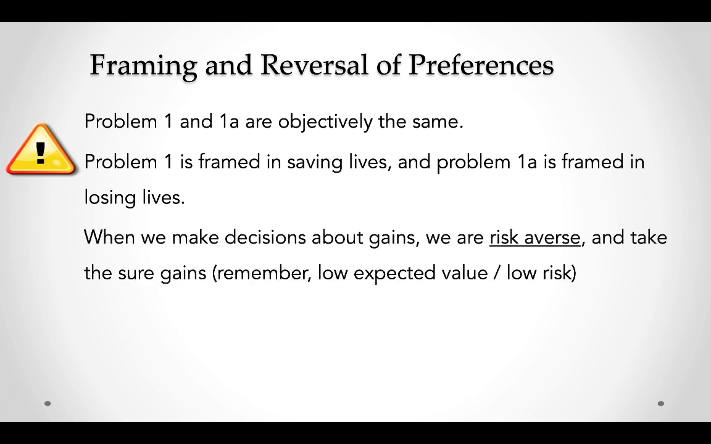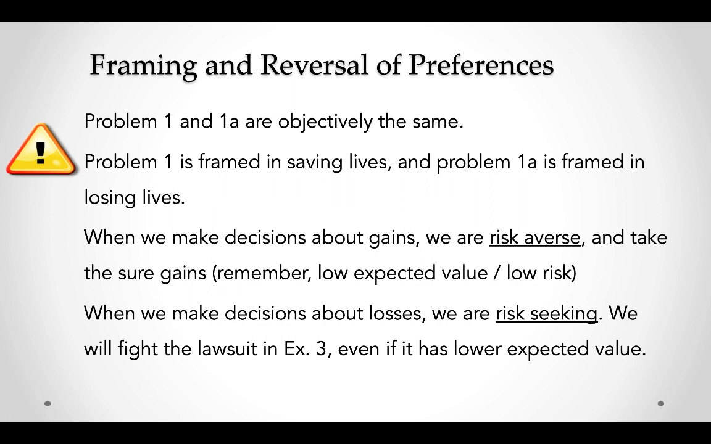And when we make decisions about gains, we tend to be risk averse. We tend to secure the gain and not go for the gamble, okay? But when we make decisions about losses, we switch and we become more willing to take the gamble. So we're going to fight the lawsuit in example 3, even if it has lower expected value. We're going to lose more.